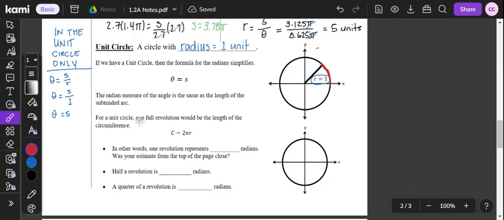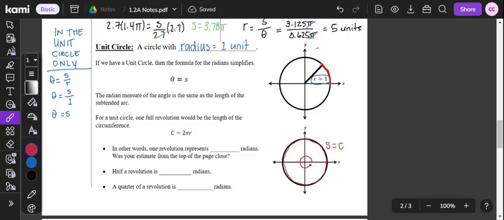Now it says for a unit circle, 1 full revolution. So what if we start here and we go all the way around a circle? All right. 1 full revolution, well, that is just the length of the circumference. If I was going to measure the arc of a full circle, then S would be equal to the circumference, C. And of course, you all remember, hopefully, that the circumference formula is 2 pi r.